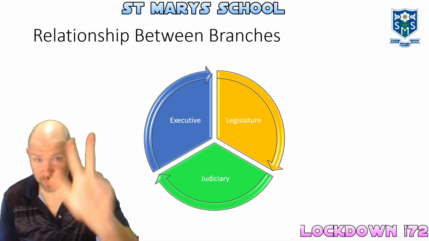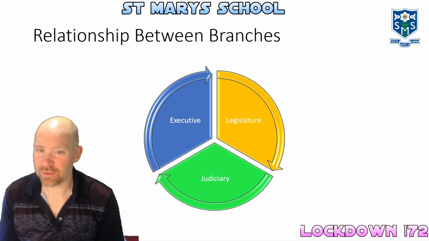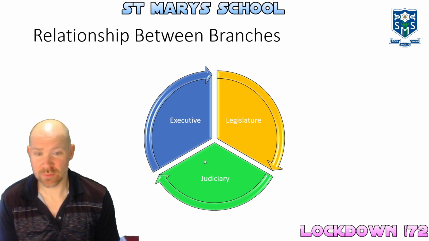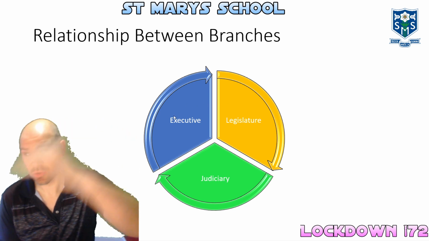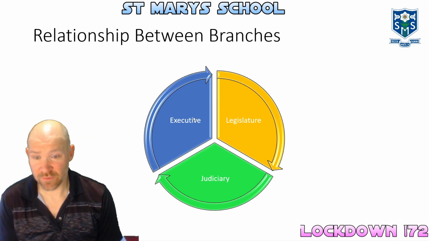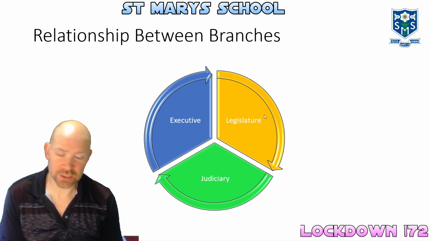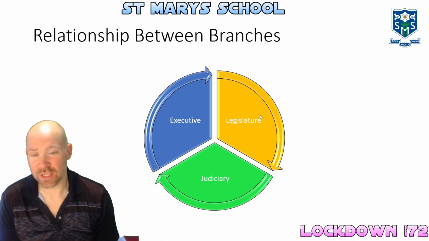This is video three in a three-part series looking at the relationship between branches. In part one, we looked at how the judiciary interacts with both the executive and the legislature. In part two, we looked specifically at how the legislature interacts with the executive, or how the legislature tries to control the executive. And in this final part, we're going to be looking at how the executive tries to control the legislature, and indeed how that relationship may have changed over time.